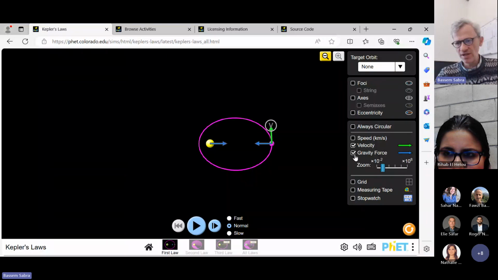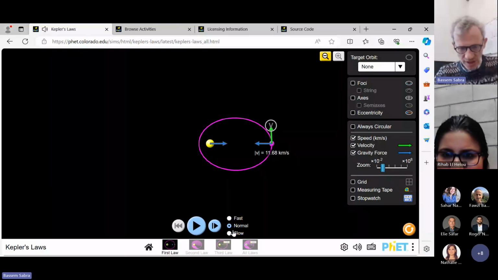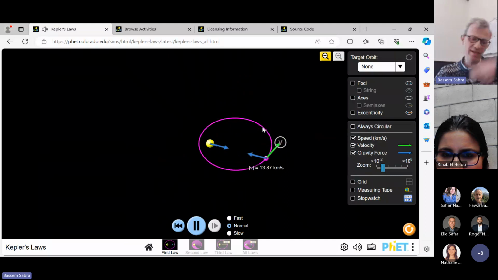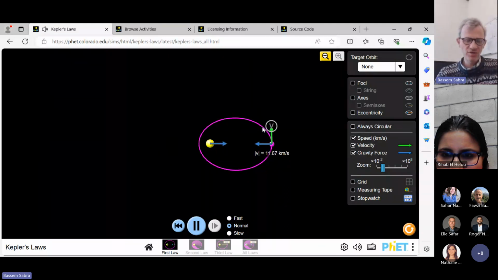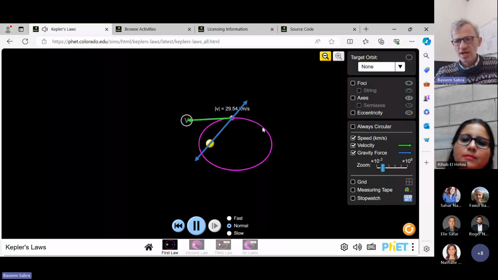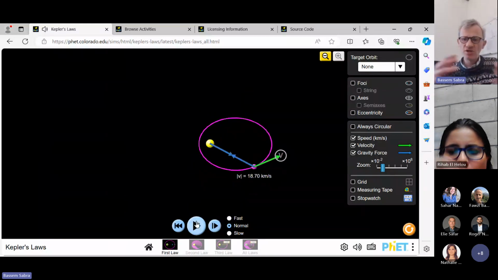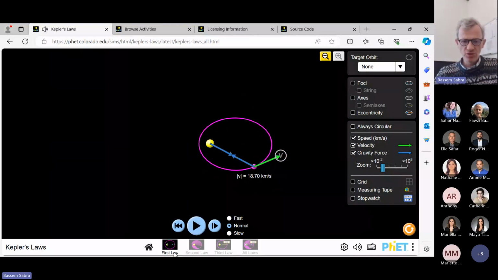You can show the gravity forces. You can show the speed, and you can use this also to show them the forces. The reason why, later on, when you talk about Newton's laws, is that Kepler's laws are basically a consequence of Newton's laws. So you can show them the forces also, just from this simple simulation.